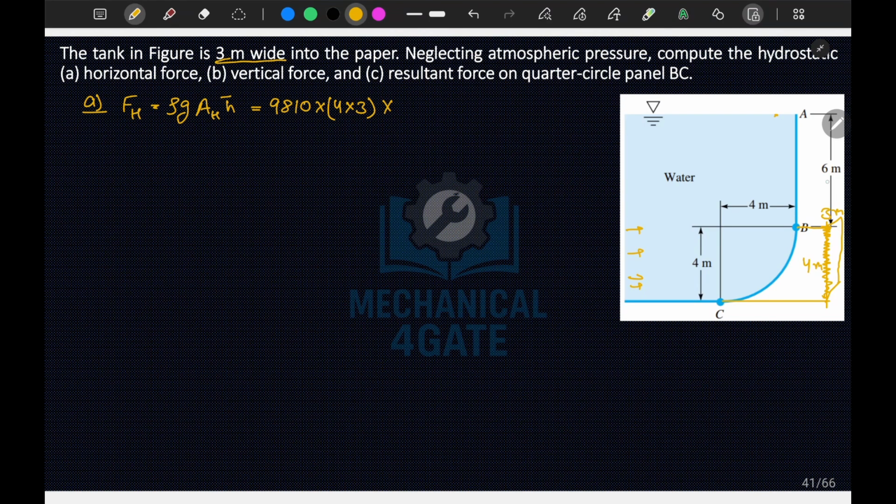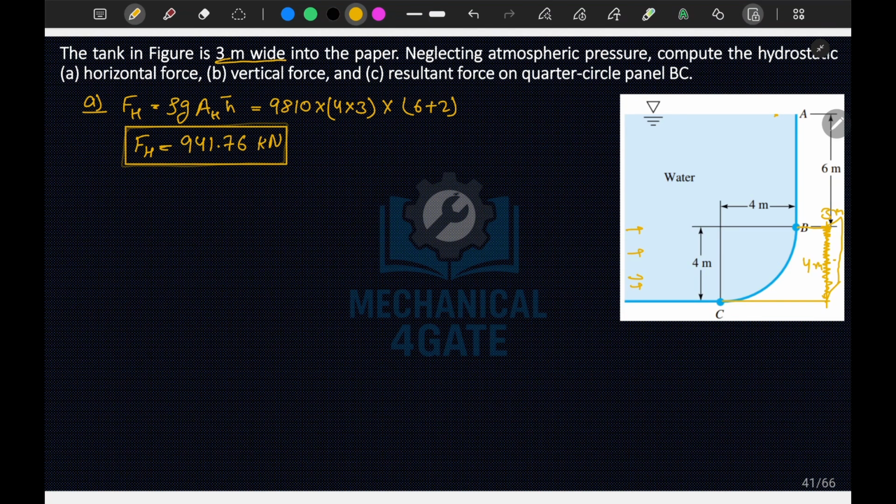Now this dimension is 6, so 6 plus 2 is your h bar, from the free surface only. So 6 plus 2, that is 8, is your h bar. If I solve this, I have obtained my Fh, let me substitute the values, or sorry, calculate the values: 9.81 into 10^3 into 12 into 8. This comes out to be 941.76 kilonewton. So this is your horizontal force.